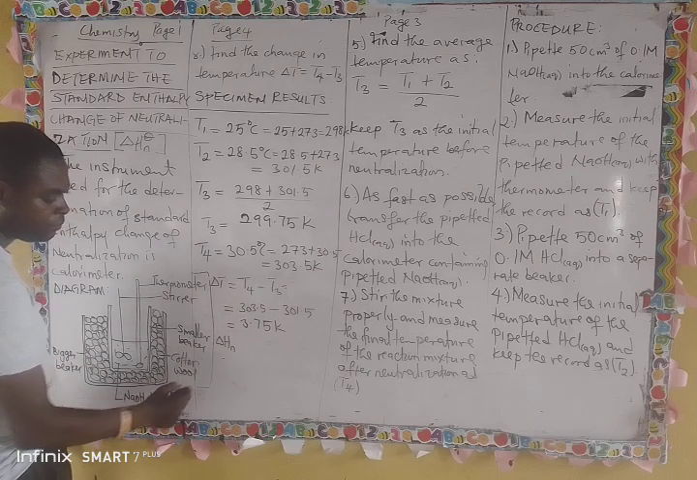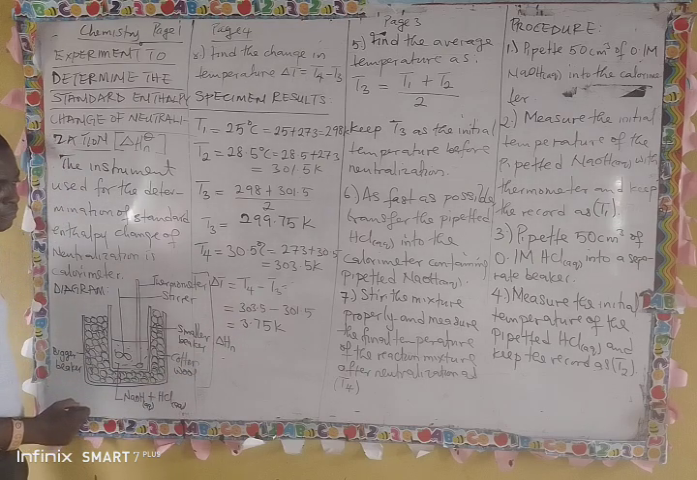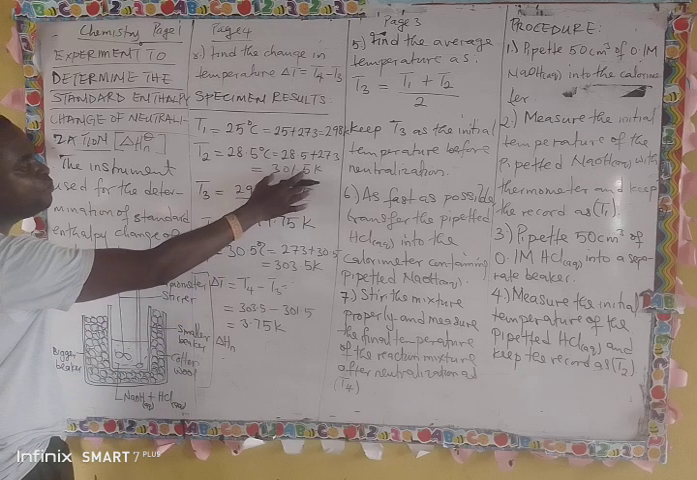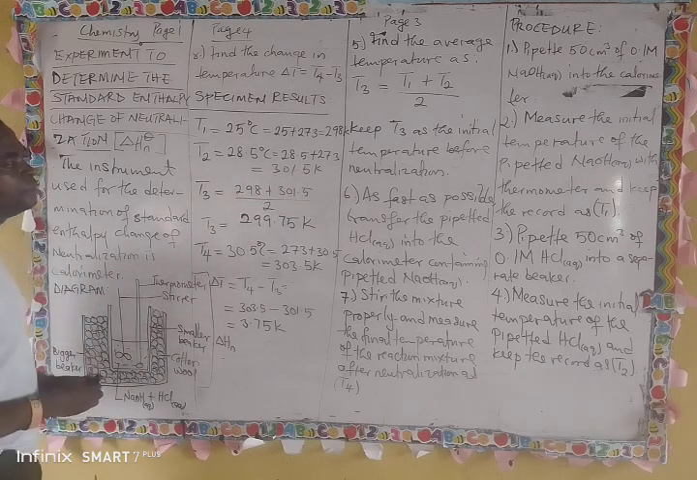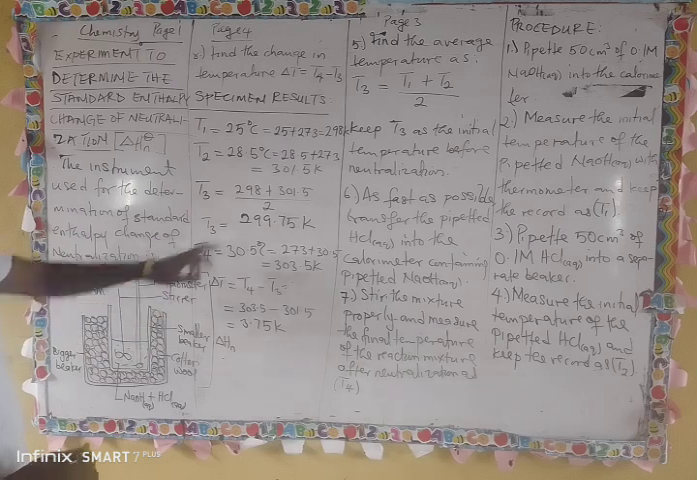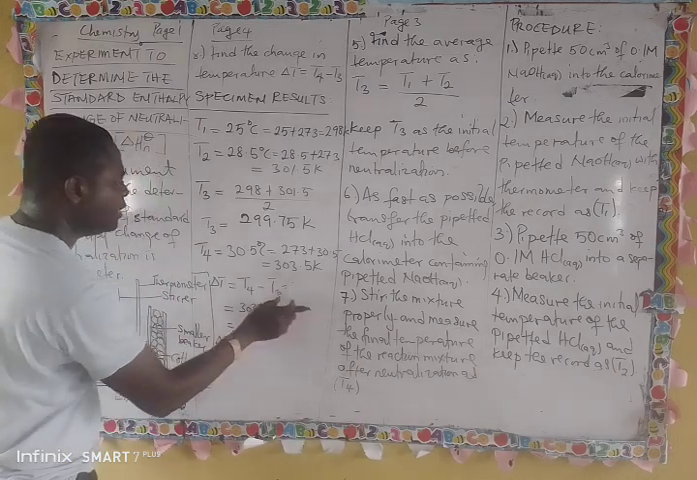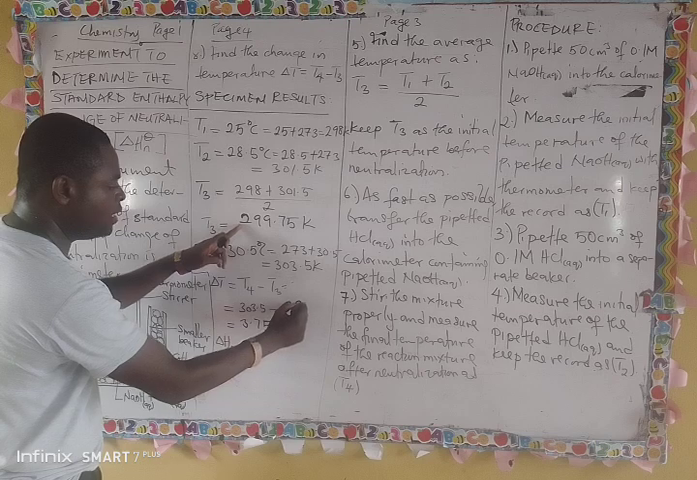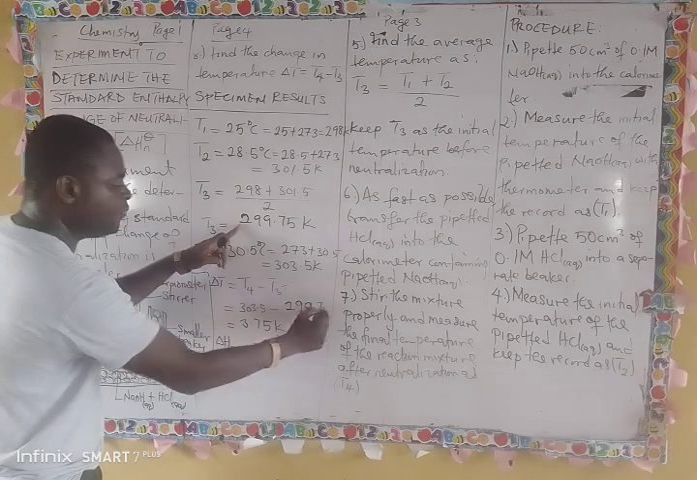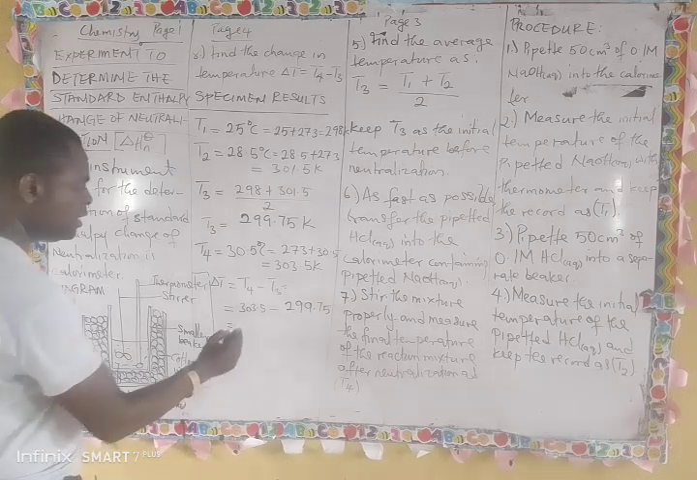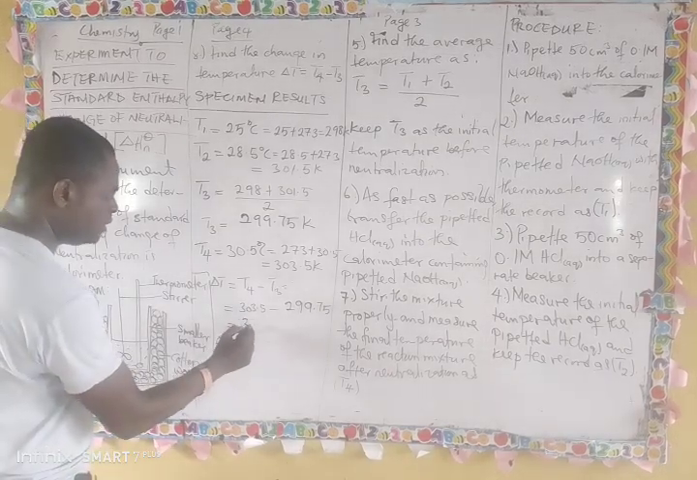No, you made a mistake. It's supposed to be 303.5 minus 299.75. It's the average we are dealing with now. That is T3, okay. 299.75, God bless you for that. So what's the answer now? The same answer, 3.75.